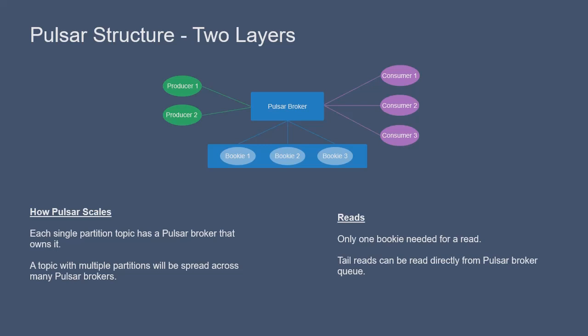We covered a lot here, so let me summarize with what's at the bottom of the slide. So each single partition topic has a Pulsar broker that owns it. A topic with multiple partitions will be spread across many Pulsar brokers. Only one bookie is needed for a read, and in the case of tail reads, those can be read directly from the Pulsar broker queue.